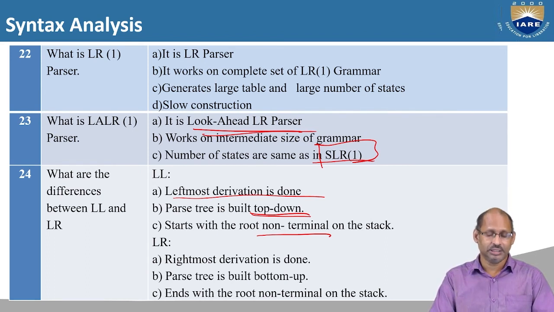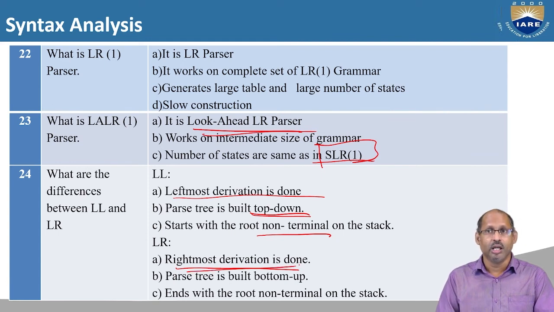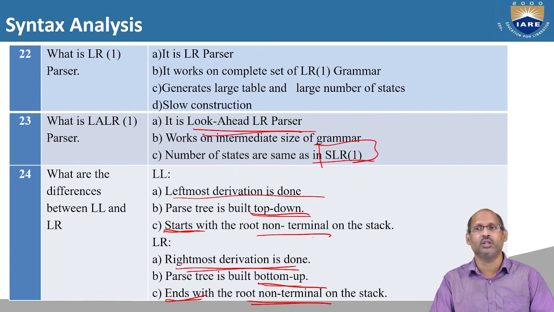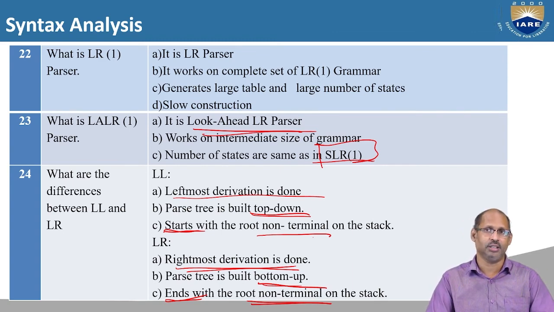Here, an LR parser uses the rightmost derivation and the bottom-up parsing method. It starts with the input and ends with the root non-terminal on the stack. So the resultant final symbol in the stack is a root non-terminal.